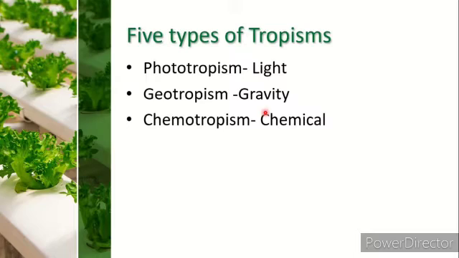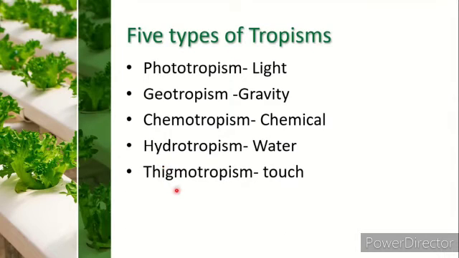Coming to chemotropism. Chemotropism is where the chemicals are acting as the stimulus, which is helping in the growth and movement of the plant parts. The next is the hydrotropism. Hydro means water. So whenever the tropism takes place in response to water, it is the hydrotropism. And the last one is the thigmotropism, where the movement takes place due to touch. So these are the 5 types of tropisms. Let us see these tropisms one by one.